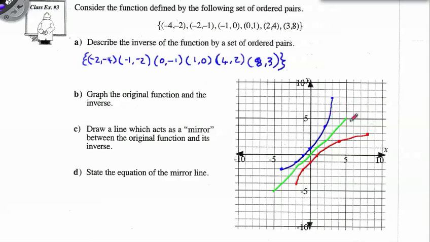Okay, I redrew this original order of pairs here, and then the red was the inverse. So here we have the original and the red inverse, and the mirror line is the line we know as y equals x. So that's what they're asking for down here, y equals x. Okay, so I'll just pause for a second.